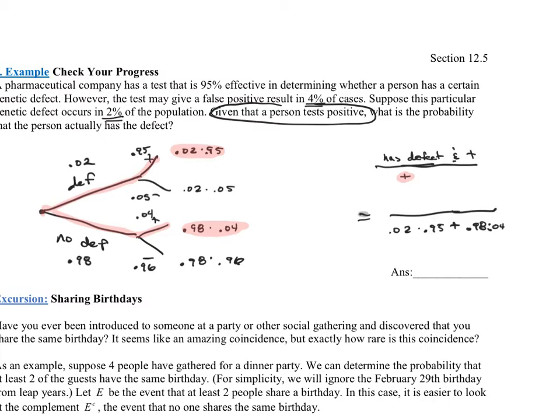And then in the numerator, I want to consider how many had the defect and tested positive. So that's just the 0.02 times 0.95.